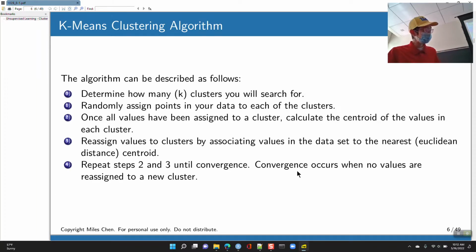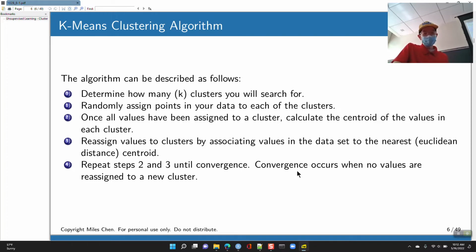Okay, and this is the algorithm. This is how it's going to work. Step 0, we decide the number of clusters K that we're going to search for, and there's some thinking, maybe a little bit of trial and error, for that. But first, you decide how many clusters you're going to search for. And then the first step is we just randomly assign points to each of the clusters.